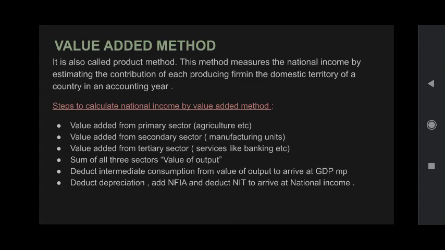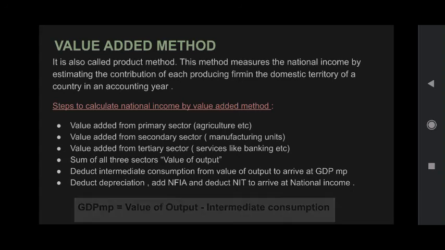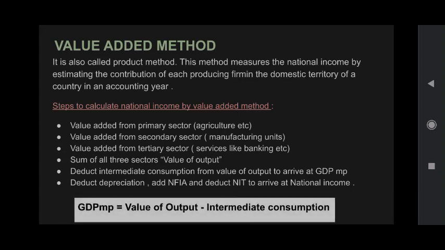And then you deduct depreciation, you add NFIA, and you deduct NIT to arrive at national income from GDP at MP. National income is NNP at FC. And this is the main formula of value added method, that is GDP at MP is equal to value of output minus intermediate consumption. I'll just tell you more about this entire formula.